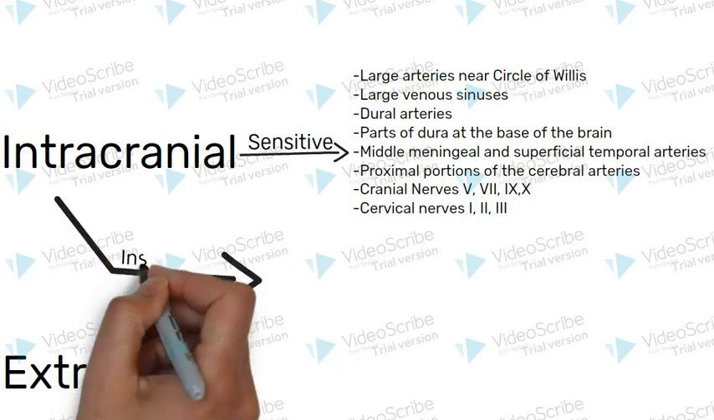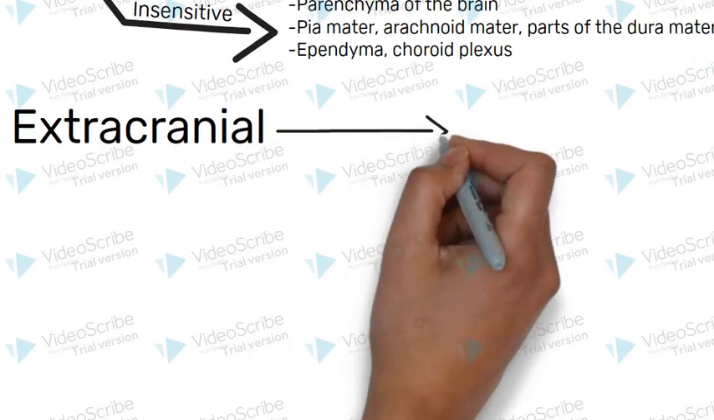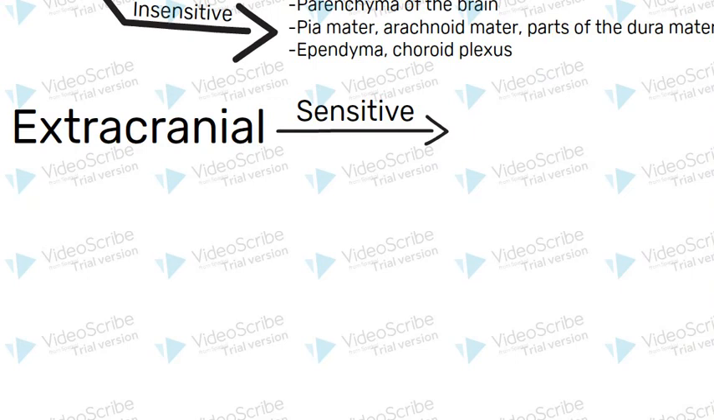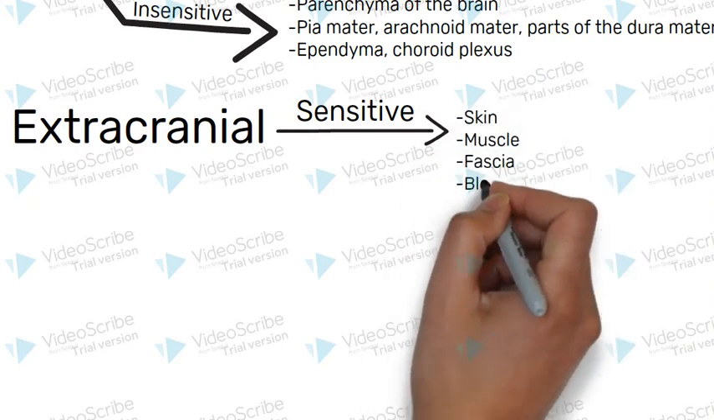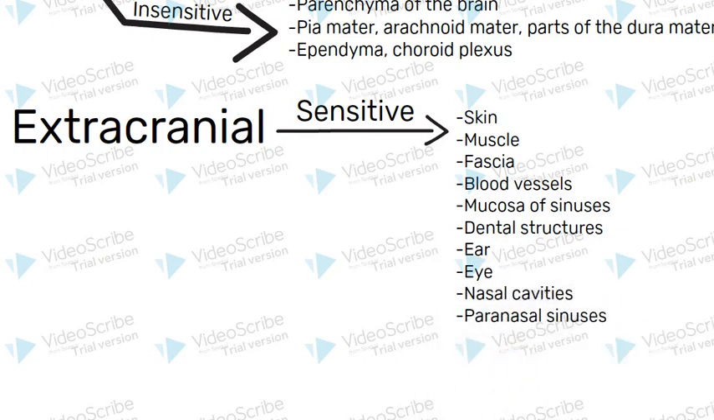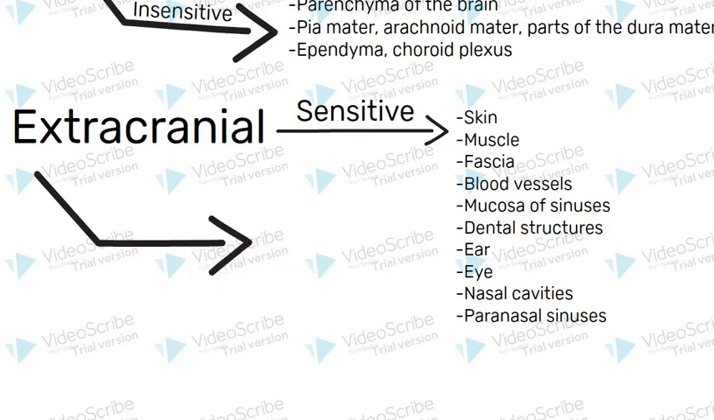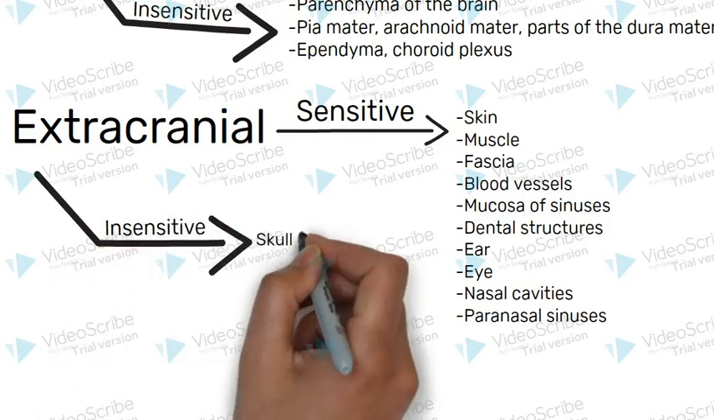While the parenchyma of the brain, pia mater, arachnoid mater, parts of the dura mater, ependyma, and choroid plexus are intracranial insensitive areas. Now we go to the extracranial sensitive areas, which include the skin, muscle, fascia, blood vessels, mucosa of sinuses, dental structures, ear, eye, nasal cavities, and paranasal sinuses. And except for the periosteum, the skull is an extracranial insensitive area.